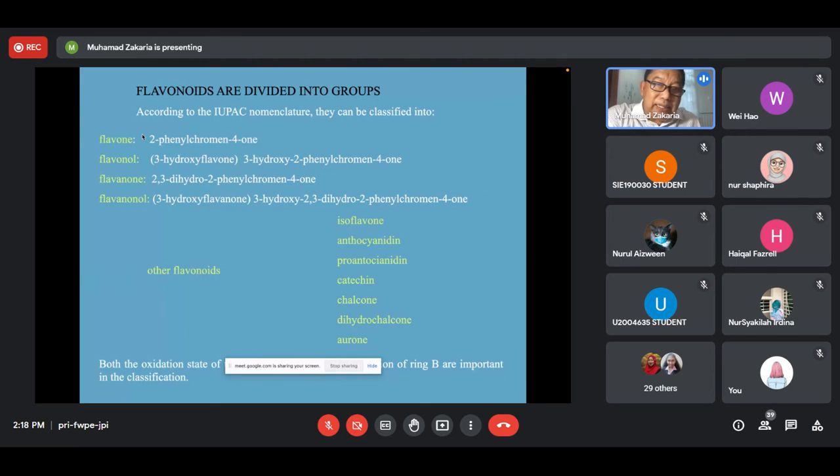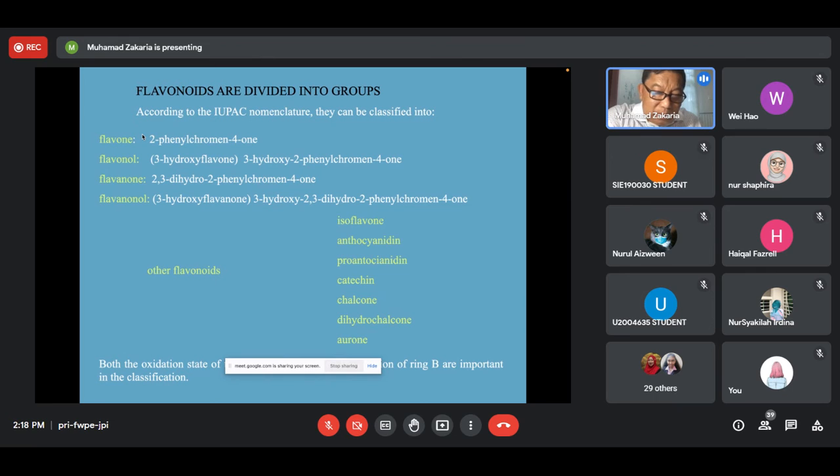So now look at the IUPAC nomenclature for flavonoid. You have flavone, 2-phenylchromane 4,1. Then the flavanol, 3-hydroxyflavone, 3-hydroxy, 2-phenylchromane 4,1. Flavanone, 2,3-dihydroquinone, 2-phenylchromane 4,1, flavanol, 3-hydroxyflavanone, and then on top of that you have other flavonoids: isoflavone, anthocyanidin, proanthocyanidin, catechin, chalcone, dihydrochalcone, and aurone.